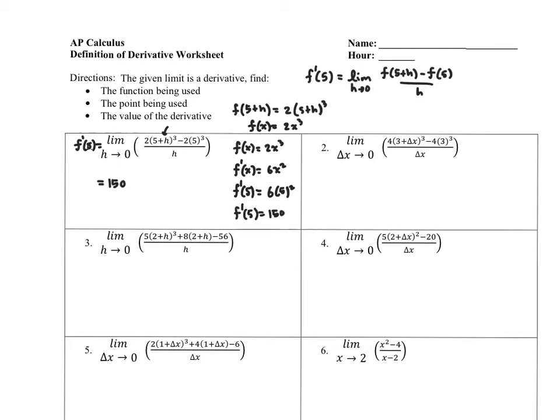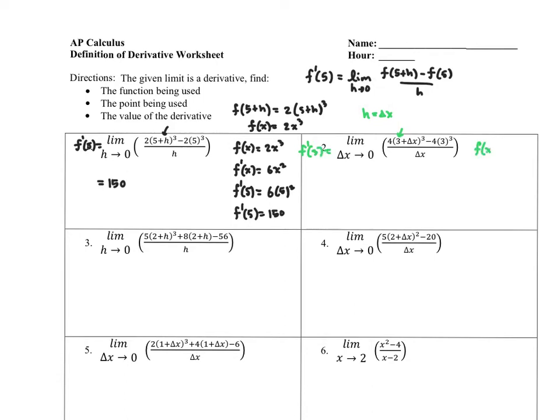Okay, let's just go to number 2. Now we have replaced h with delta x. No difference at all. So it looks like I'm evaluating the derivative at 3. That's what this limit will come out to equal.